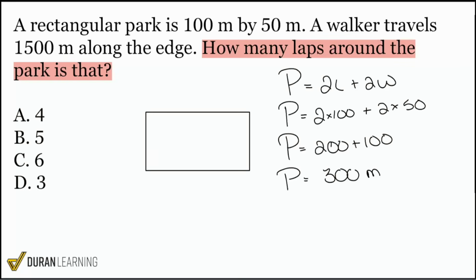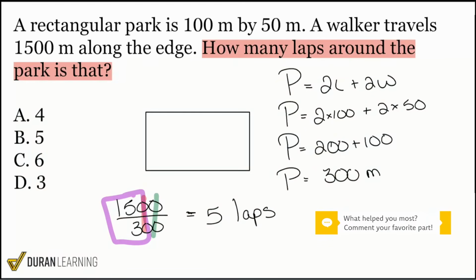If you don't know that off the top of your head, that's fine because this is division. You take your total and you divide by how long each lap is. And so effectively the zeros cancel out, and we have 15 divided by 3. My party people, I think we all know what that is. 15 divided by 3 is 5. So we can complete 5 laps, answer choice B, to reach 1,500 meters. And there we go.